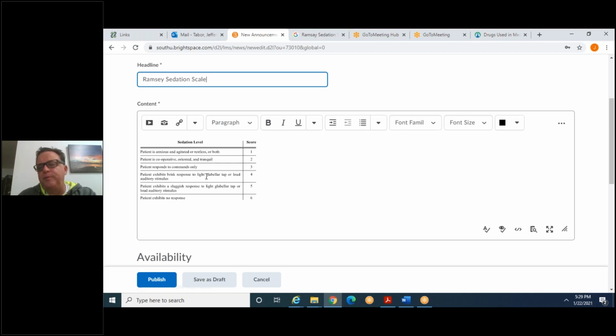So again, remember that ICU delirium is treated differently than anxiety. If the patient is truly delirious, they need to be treated with antipsychotics. Whereas if the patient is anxious, they can be treated with other types of drugs, such as low doses of benzodiazepines. So you have to think about that as well.